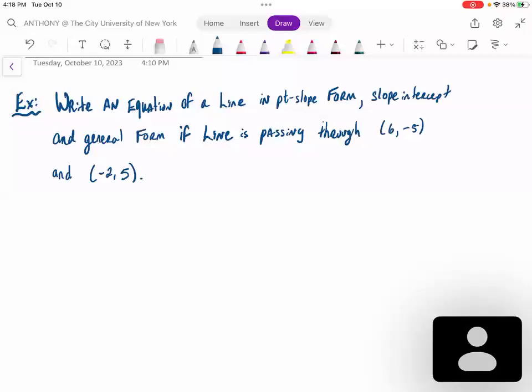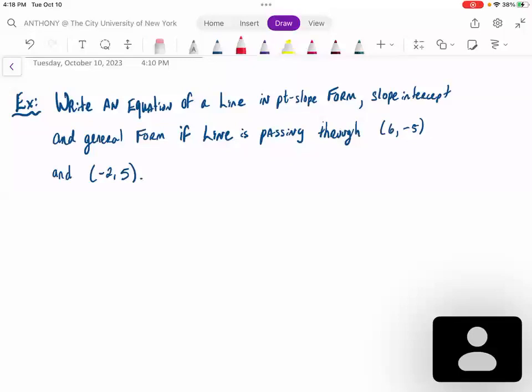Alrighty, everyone, welcome to our pre-calculus workshop for today. The first example that we're going to begin with is writing an equation of a line in point-slope form, slope-intercept form, and general form if a line is passing through 2 points, (6, -5) and (-2, 5).